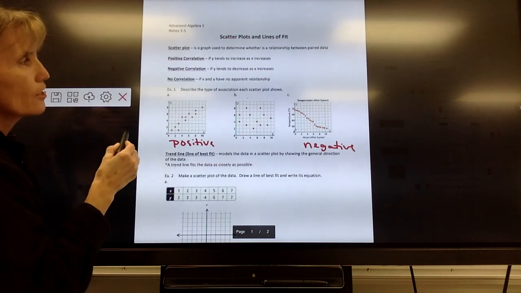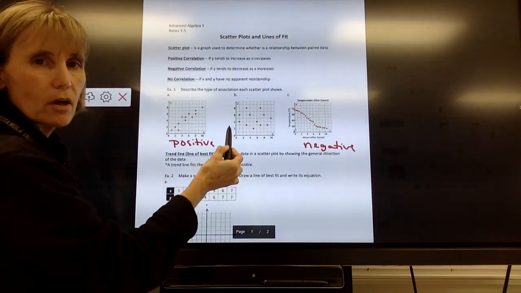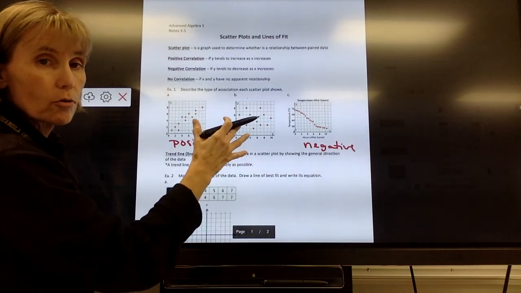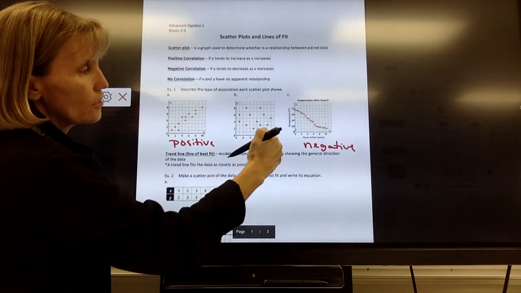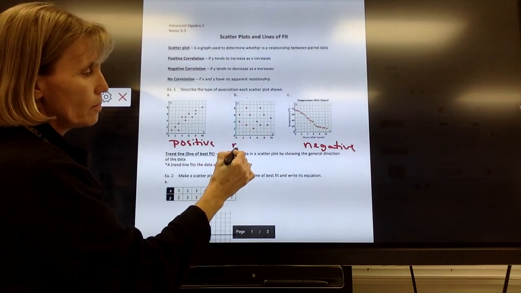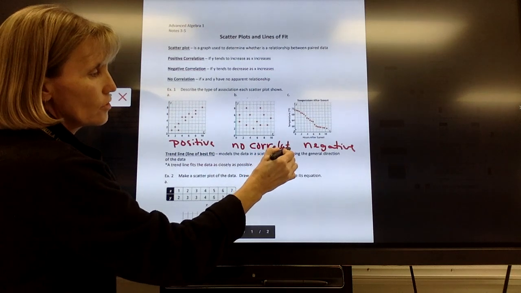Okay, and then no correlation is if x and y have no apparent relationship. If you look at this middle graph here, the points are all scattered around. There's no tendency to go uphill, or there's no tendency to go downhill. They're just all scattered about, so that's no correlation at all. That's what they mean by that.